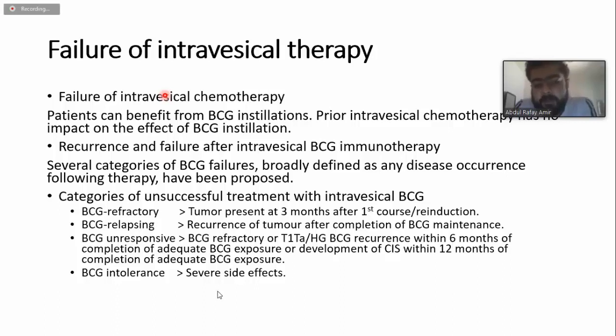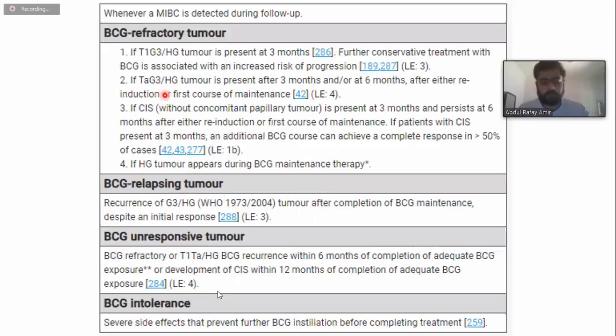Either it's BCG refractory, where the tumor is present at 3 months after the first course or reinduction; a BCG relapse, recurrence of tumor after completion of BCG maintenance; BCG non-responsiveness, or BCG refractory recurrence within 6 months of the completion of adequate BCG exposure, or development of CIS within 12 months of the completion of adequate BCG exposure; or BCG intolerance, where the patient has suffered several side effects of BCG. These are the different categories of BCG treatment failure that I've just explained.